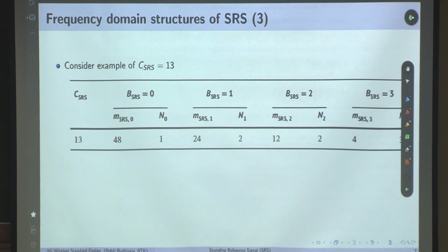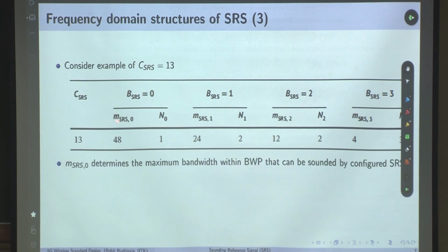Now there are these different columns. We'll understand what is happening here. That's the SRS configuration exercise that we are going to do. So what is the first parameter? This is familiar to us. This MSRS 0 determines the maximum bandwidth within the bandwidth part that can be sounded out by the configured SRS. So MSRS 0 is basically the maximum bandwidth which needs to be sounded out. Look at this number.